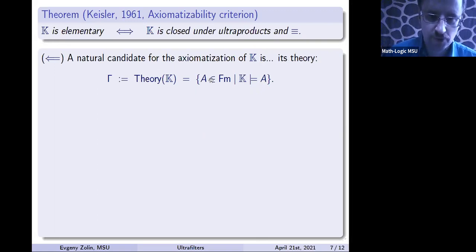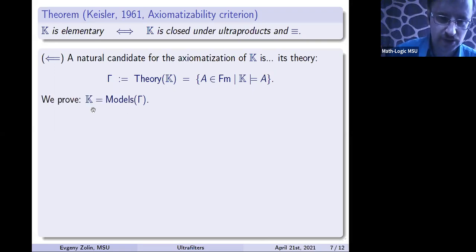So let us take all formulas A, closed formulas. Everywhere in the lecture, we have closed formulas, such that they are true in all models from K, denoted by gamma. And it is really so. This set of formulas will exactly define our class K. So we will prove that K is exactly the class of models of this gamma.